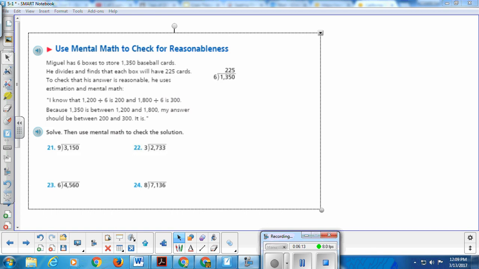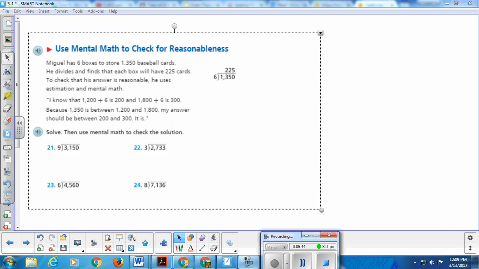With multiplication, we talked about using mental math to check for reasonableness. So the same can be done with division. So when you're talking about this example, and I believe it's on 165, 166, this is an example of using mental math. Mental math is getting to those zeros that we can multiply to real fast and quick in our heads.